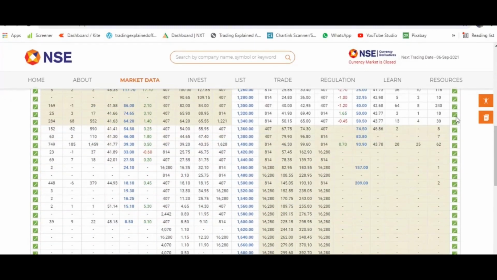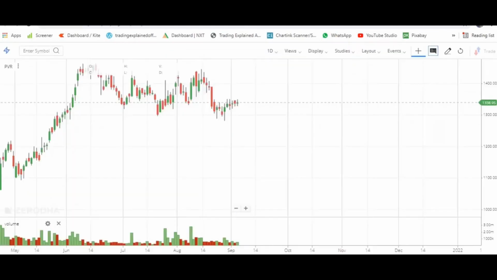Where is the highest OI? 30, 18, 240, 152, 63, 284, 749. Oh my God! Again calls. Buying is happening in calls, or selling is happening. How would you know that these people are buyers or sellers? You have to look at the chart.